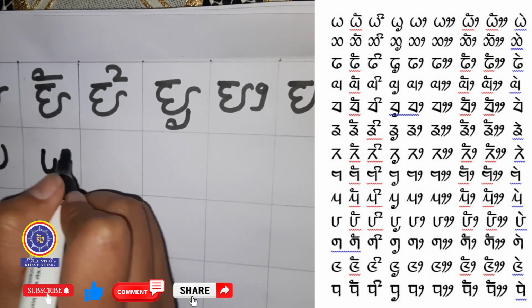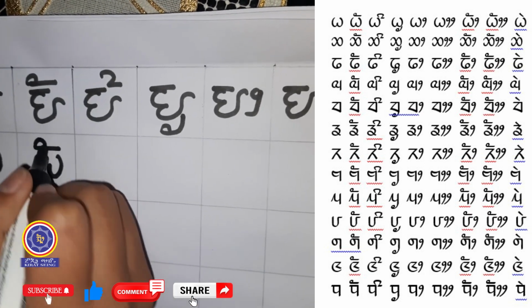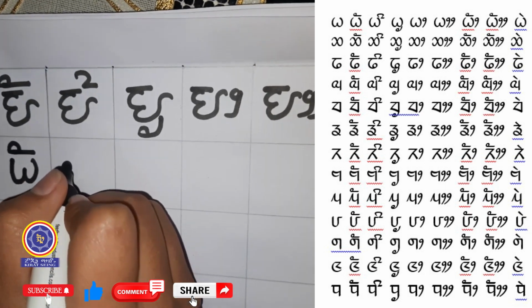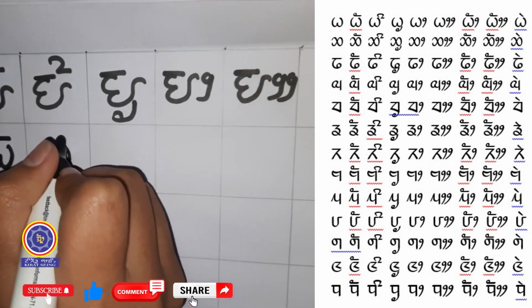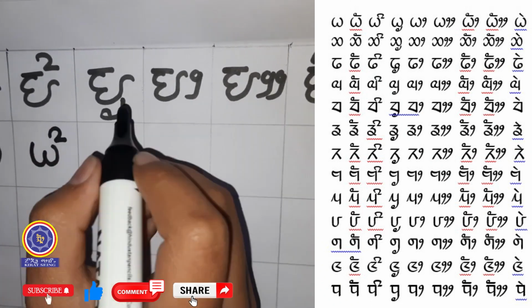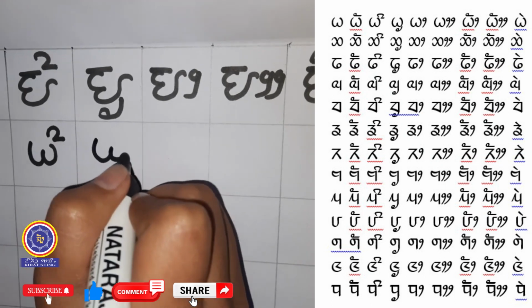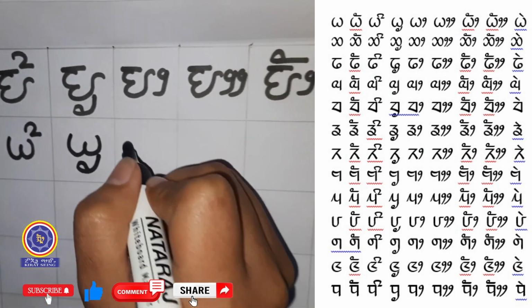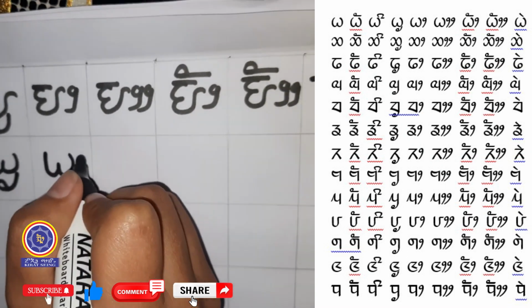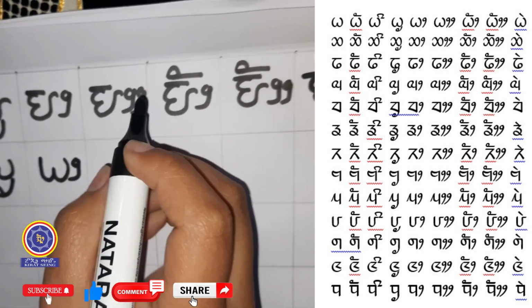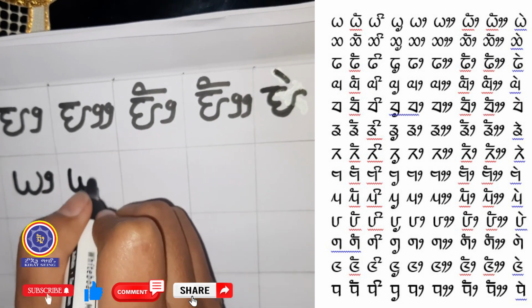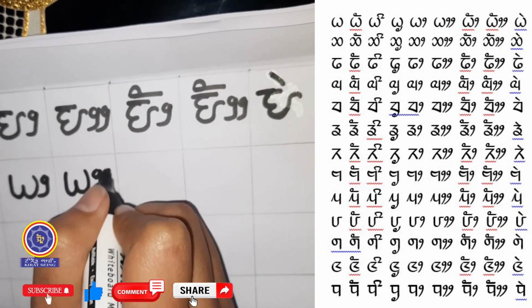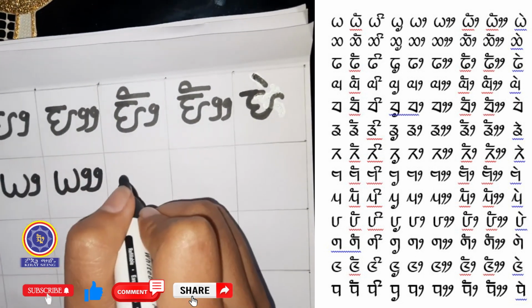Write pa and add amma. Pa amma pa. Pa and add iksu. Pa iksu pi. Pa and add uksu. Pa uksu pu. Pa and add etu. Pa etu pe. Pa. And add ainu, pa ainu pai.